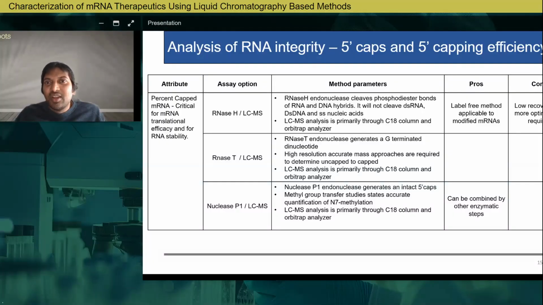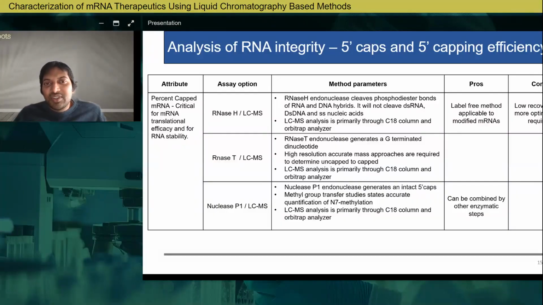This enzyme is utilized with high resolution, but the biggest challenge is that you might need a high resolution accurate mass approach. You might have to have a template or a control in the method to see that the RNase-T is working in the right way, and then you compare your control with your test molecule. Again, the LC-MS process uses a C18 column with an RP trap analyzer.